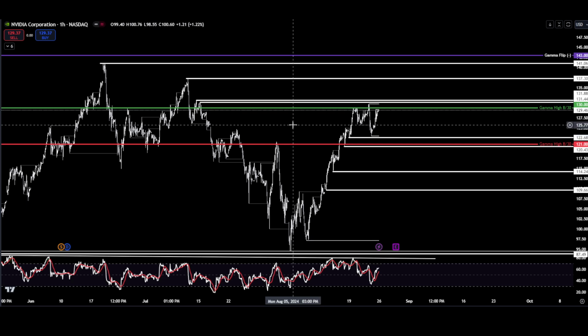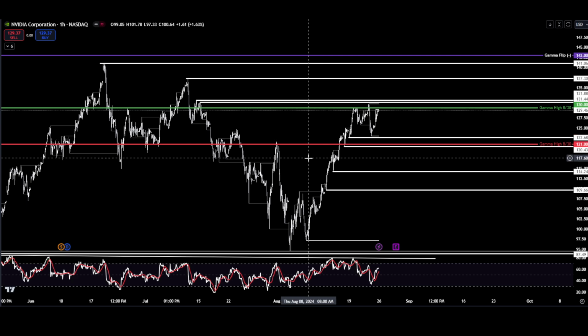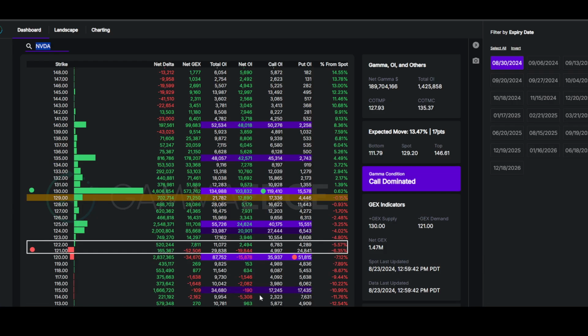I do want to take a look at the GammaEdge app and website so that you guys can see kind of what I see when I'm making these calls on the Discord, when I'm also putting these gamma levels on our chart now. So I'm going to pull up GammaEdge, and there's going to be a link in the description below. I got Nvidia pulled up.